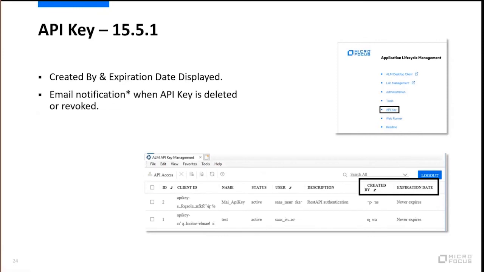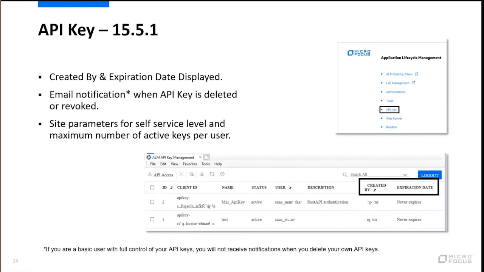Email notification is now sent when an API key is deleted or if the API key has been revoked. There also have been enhancements from the site parameter perspective, wherein we can set the self-service levels for this API key window on who will access and who will do the administration process. And we can also define the maximum number of active keys a user can have. So for modifying site parameters, SaaS customers will need to raise a request with our SaaS support team.